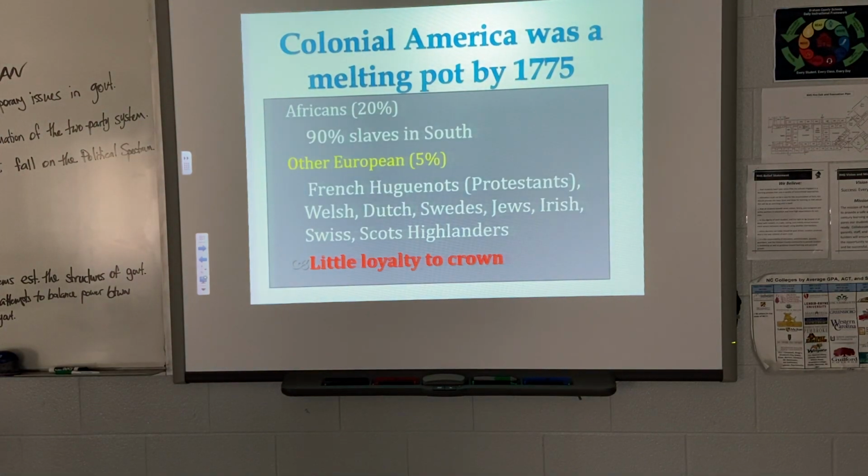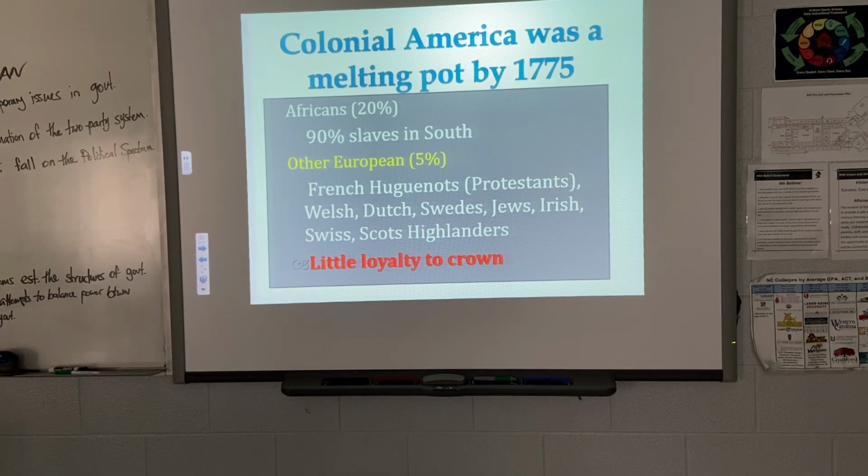All right, so colonial America was a melting pot by 1775. In the South, there were 20% African slaves, and 90% of the African population was in slavery. The other European descent, 5%, would be the Huguenots, mainly out west.